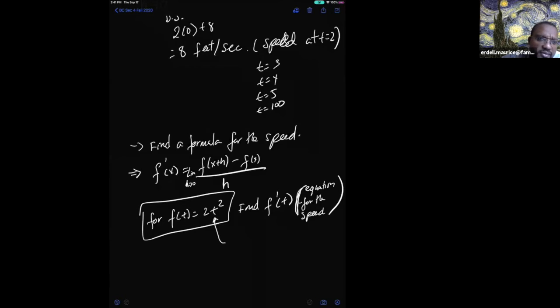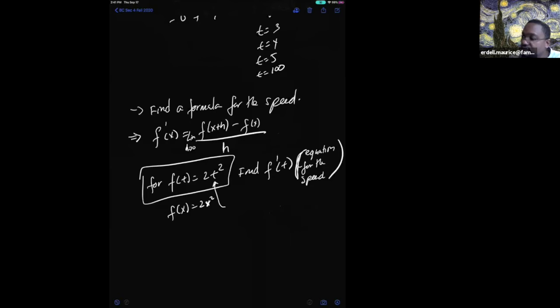Clayton, you want me to help you out? You can do this instead. f of x is equal to 2x squared. Does that help? Remember, t and x are just variables. They're just names. It doesn't matter. So I'm asking you to find f prime of x for f of x equals 2x squared. Normally it'll be 2x squared plus 5x minus 8. I'm just leaving this part off. It's a simple equation, just 2x squared.